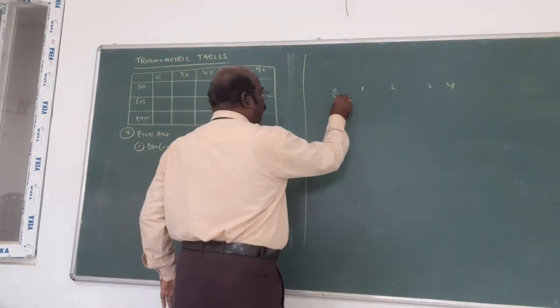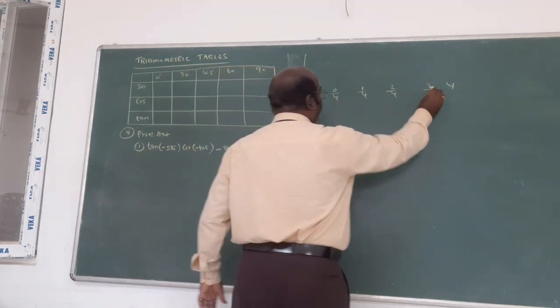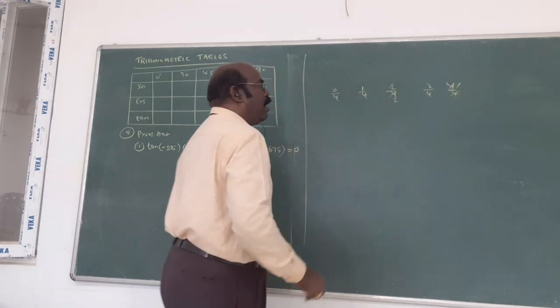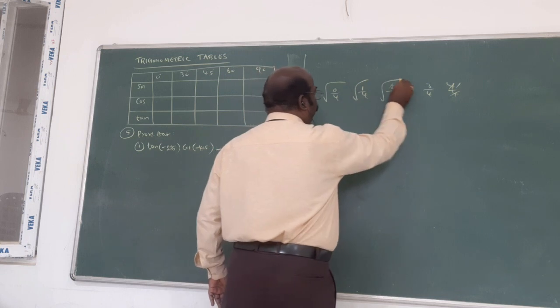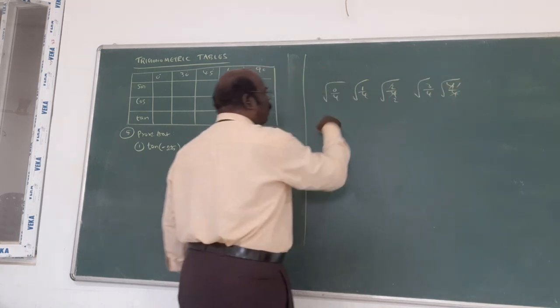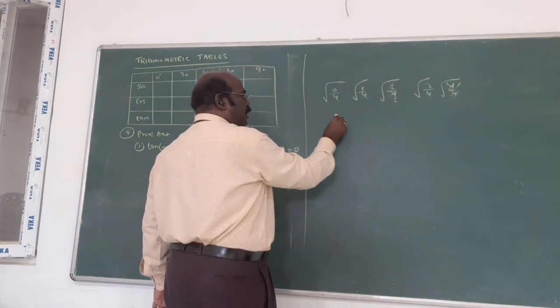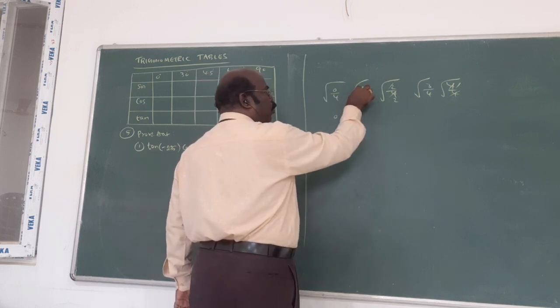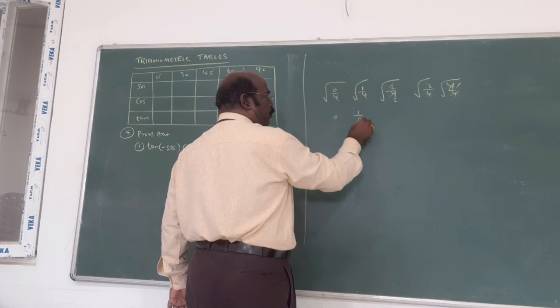All the numbers are divided by 4. Then take square root, square root, square root. Simplify. 0 by 4 is what? 0. Root of 0 is 0. Root of 1 by 4 is what? Root of 1 is 1, root of 4 is 2.